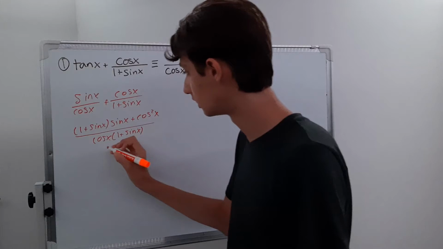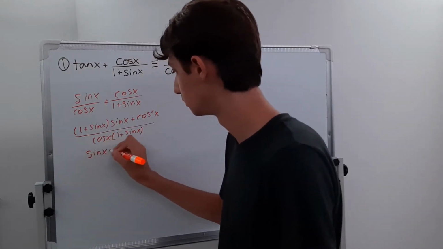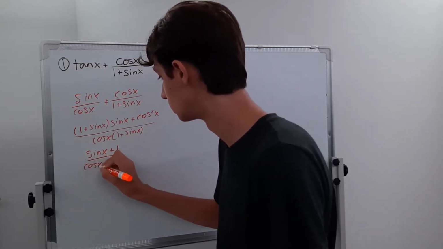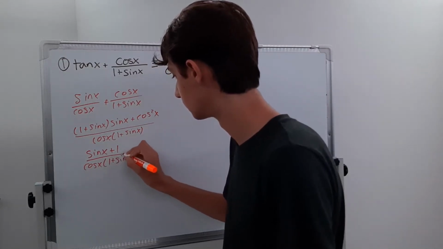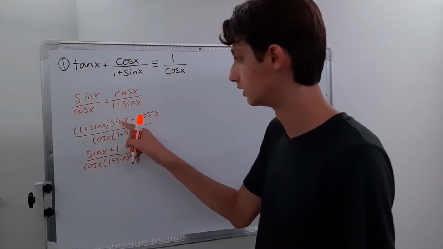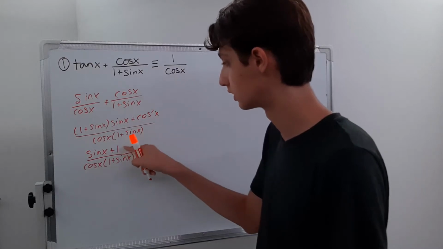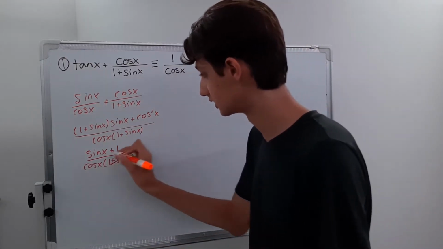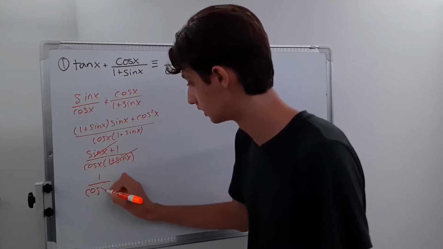So all this is sine x plus 1 over cosine x times 1 plus sine x. Right? So I just distribute this, and then I notice that sine squared x plus cosine squared x is 1. So that's where that comes from. And if you notice, these two things are the same, so I can actually just cancel them out, and I'm left with 1 over cosine of x.